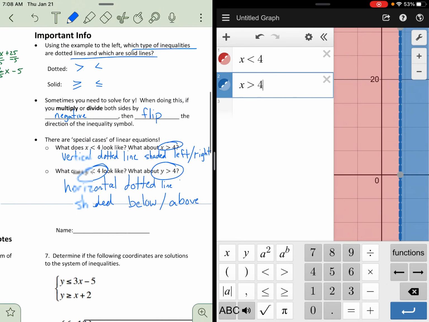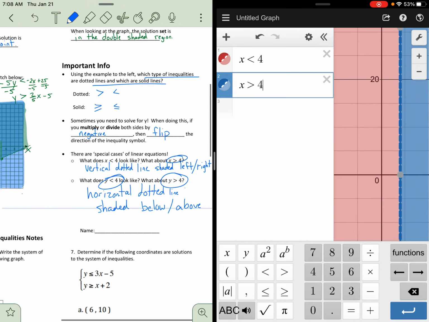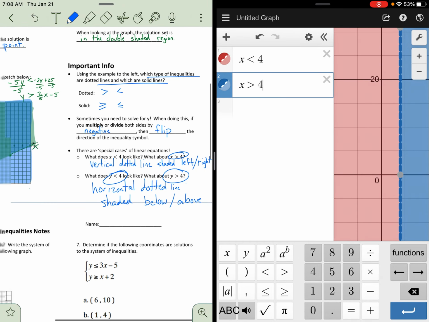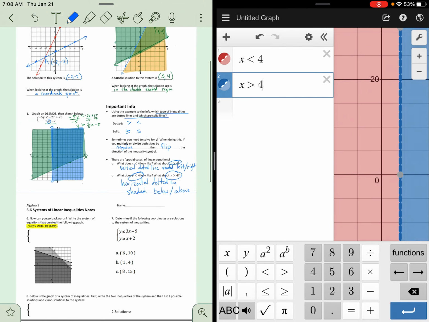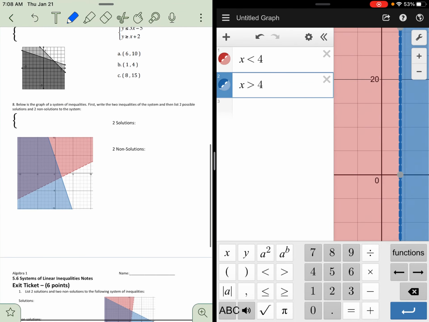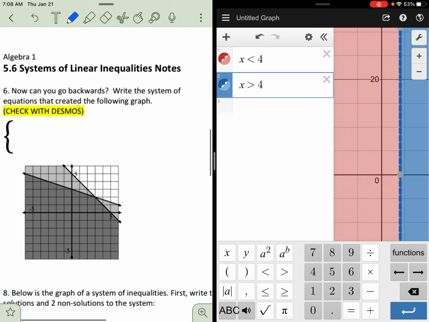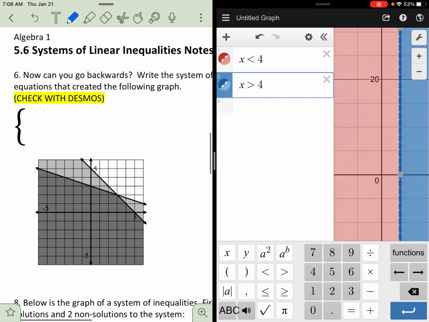Whereas if it's greater than, that's going to be above. Okay, so something to consider is those special cases where you're not necessarily doing a slope, but remember they're just horizontal and vertical lines because it's the same as saying x equals or y equals. All right, so let's look at 3 more examples here.